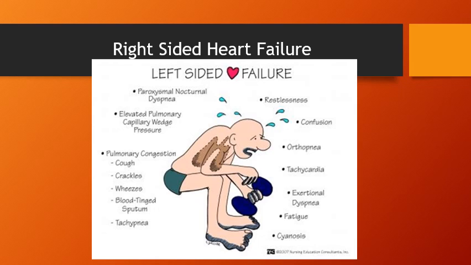Orthopnea is when you're laying down and you have a very hard time breathing. So a lot of times these patients have to sit up straight. Tachycardia, which is just a fast heart rate because your body is just trying to force that blood out of the heart. Exertional dyspnea, that's when you get very fatigued when you try to do any activity. Sometimes just walking, just sitting up, just makes you very, very short of breath.